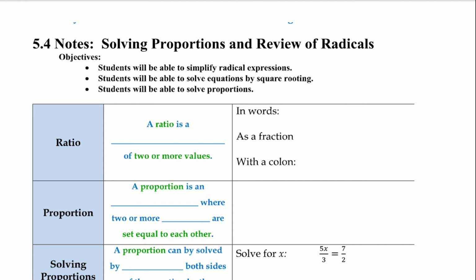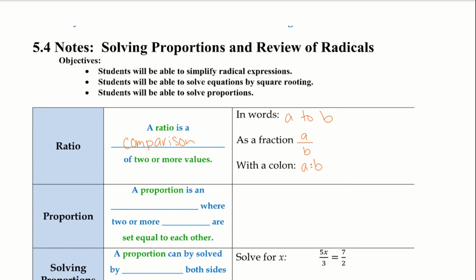So a ratio is a comparison of two or more values. So if I were to say it in words, I'd say something like A to B. If I had it as a fraction, we just have that fraction bar in there, and then with a colon, A to B. All right, so the symbol just goes right between A and B.